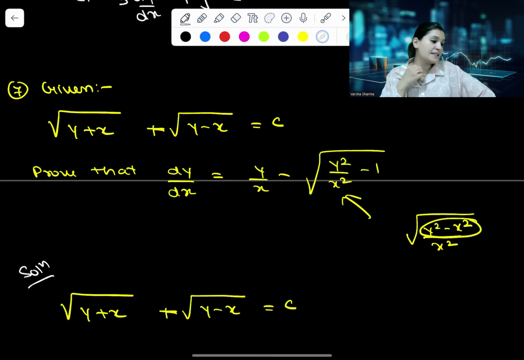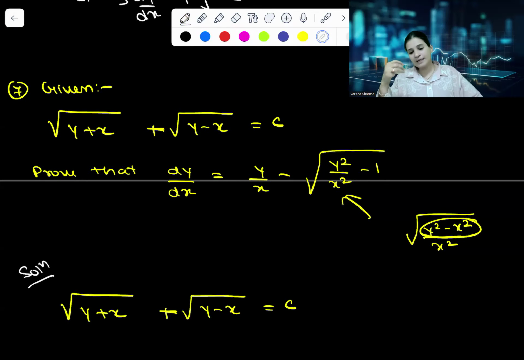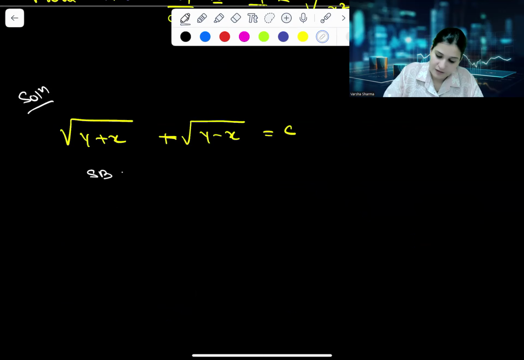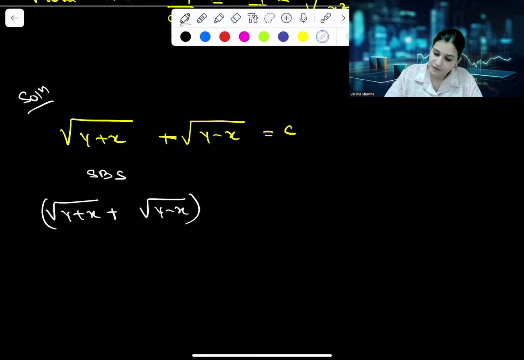If I differentiate directly, there will be 2 roots over. There's no point. It's better to do one more thing. What should I do? When you see root over, what's the first thing that comes to mind? Squaring on both sides. So, (under root (y + x) plus under root (y − x)) whole square.